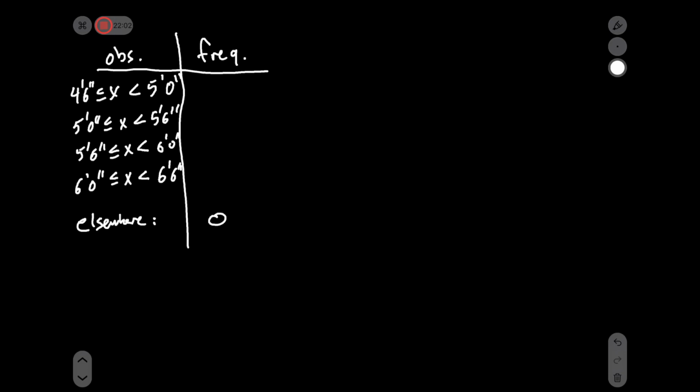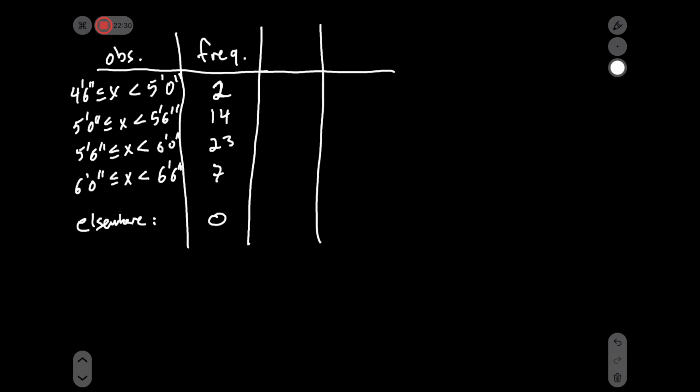And a frequency here is just a count. So let's say that we found 2 people in the first category, 14, okay, 2, 14, 23, and 7. Okay. So with this example, I really want you to just know the difference between frequency, relative frequency, and percentages. Okay. Now let's create a column, and we'll call this the relative frequency column.